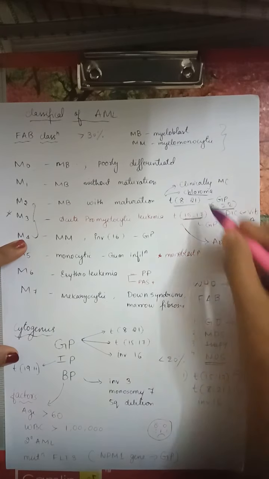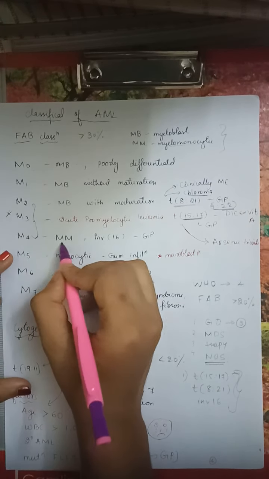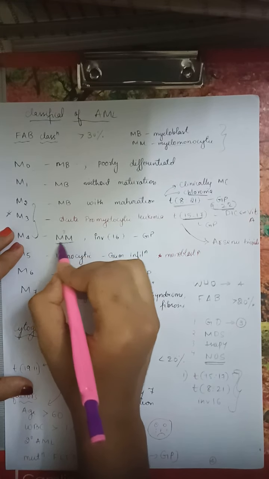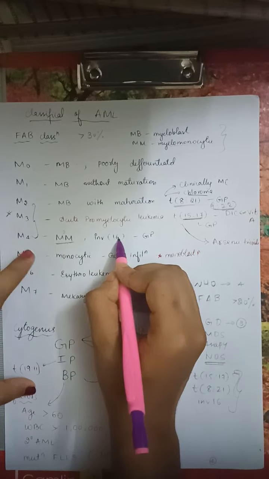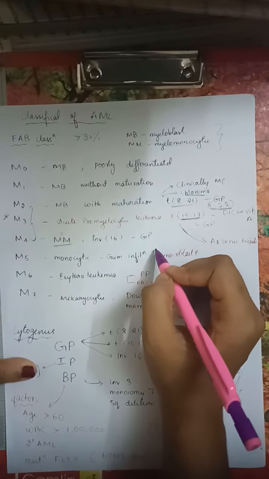And you can remember M4 as an even number. This one is myelomonocytic, it is also two words, which mimic, and inversion 4, like 4 to the 16. So everything is even, and all these three have good prognosis.